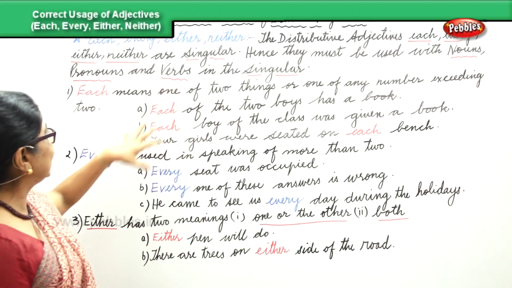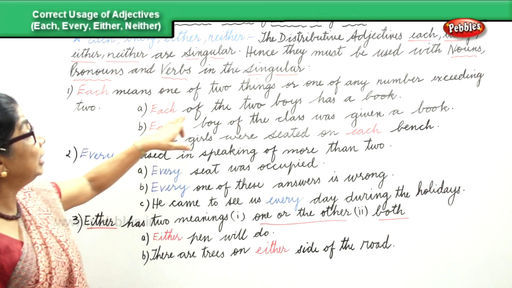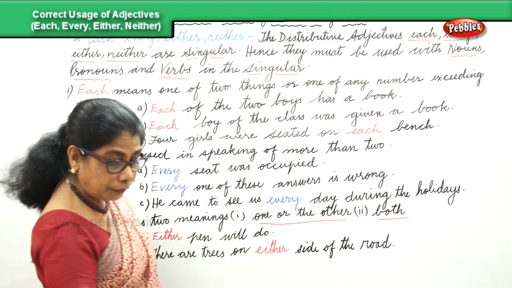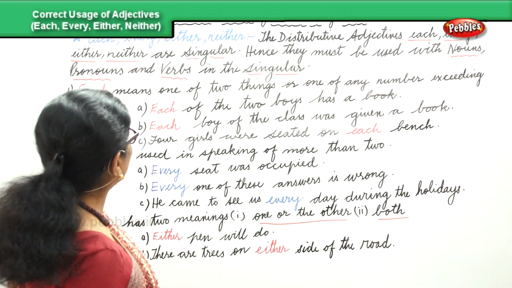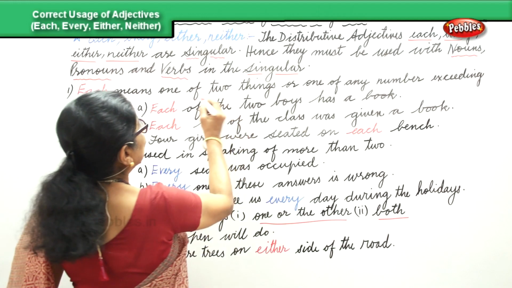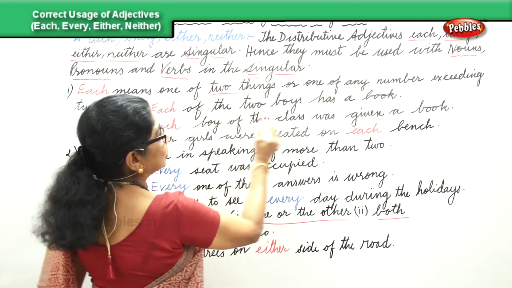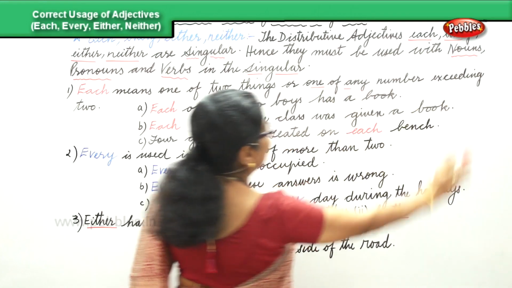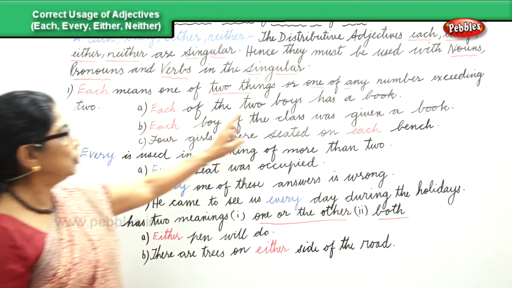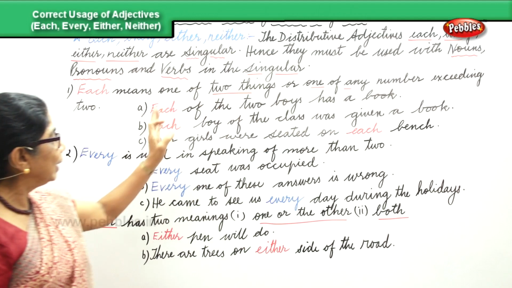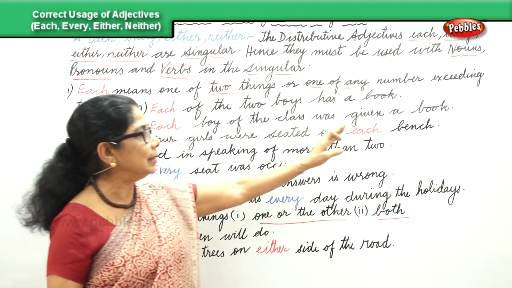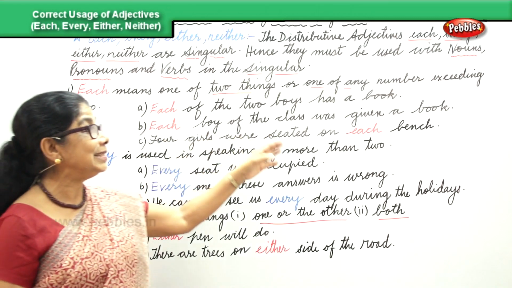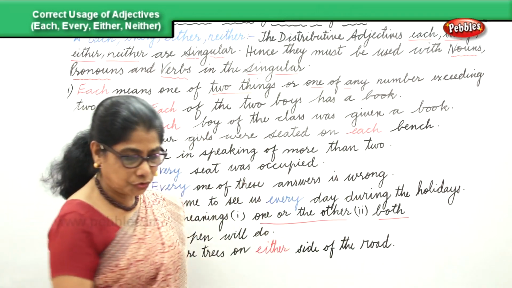Okay? So let's look at the sentence in that. Each of the two boys has a book. We are talking about each meaning one of the two things or any one of any number. Each of the two boys has a book. Each boy of the class was given a book. Four girls were seated in each bench.